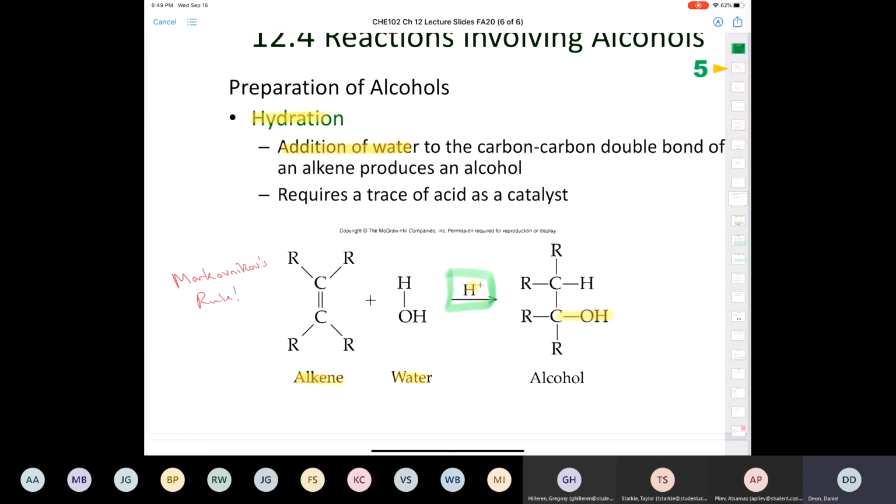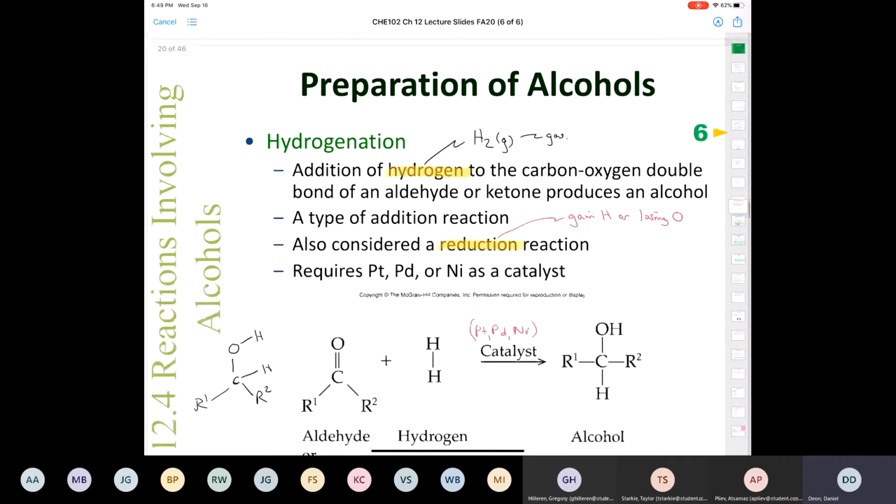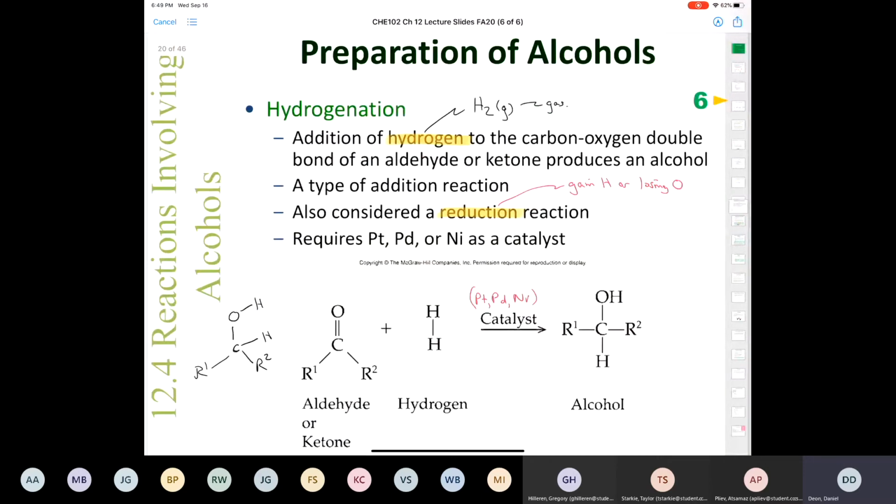It's not my grade. Anyhow, so let's cover the reactions that we've looked at this evening. We've looked at preparation of alcohols with a hydration reaction. That's something that we already covered in the alkenes chapter. We already studied Markovnikov's rule. We look at hydrogenation, okay? Hydrogenation is a reduction reaction because you're adding hydrogen across an aldehyde or a ketone.